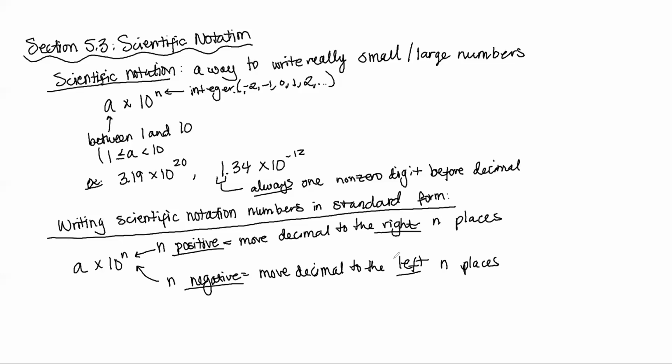So let's go ahead and try some examples. And we'll just do a couple because for the most part, these are all going to be the same kind of thing. You're either moving the decimal to the left or right. So we want to write in standard notation. So again, standard just means normal. A normal number is without scientific notation. So let's go ahead and try a couple of these.